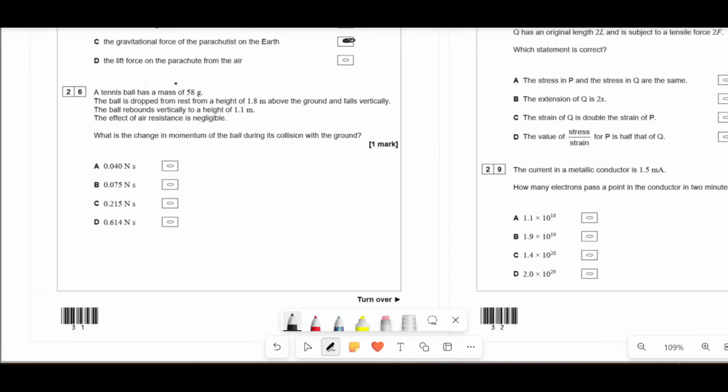So now it says, a tennis ball has a mass of 58 grams. It's dropped from rest at a height of this above the ground and falls vertically, and then it rebounds vertically to a height of this. The effect of air resistance was that. What is the change in the momentum of the ball with the collision of the ground?